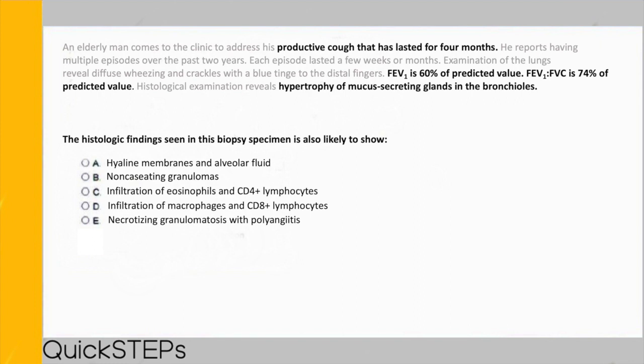Okay, in this case, the patient does seem to have that. Chronic bronchitis is an obstructive lung pattern disease. And you do get hypertrophy of mucus-secreting glands in the bronchioles.